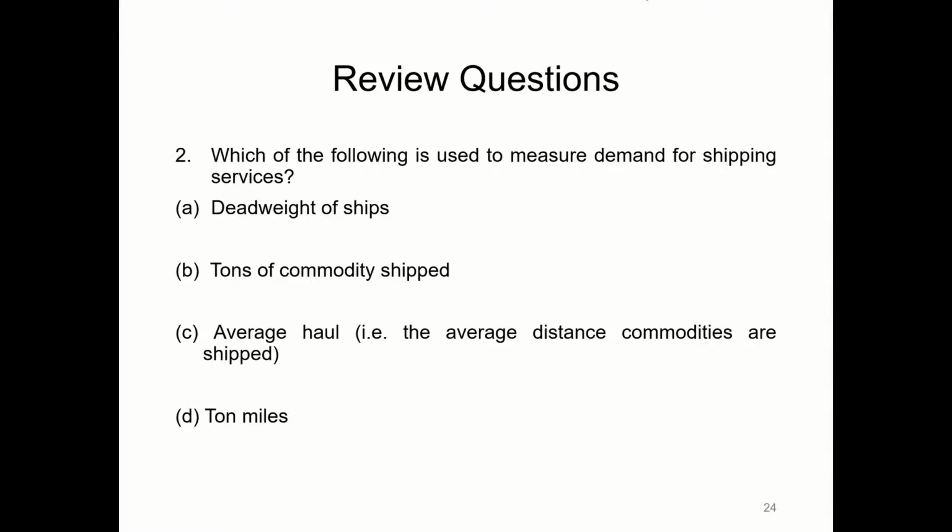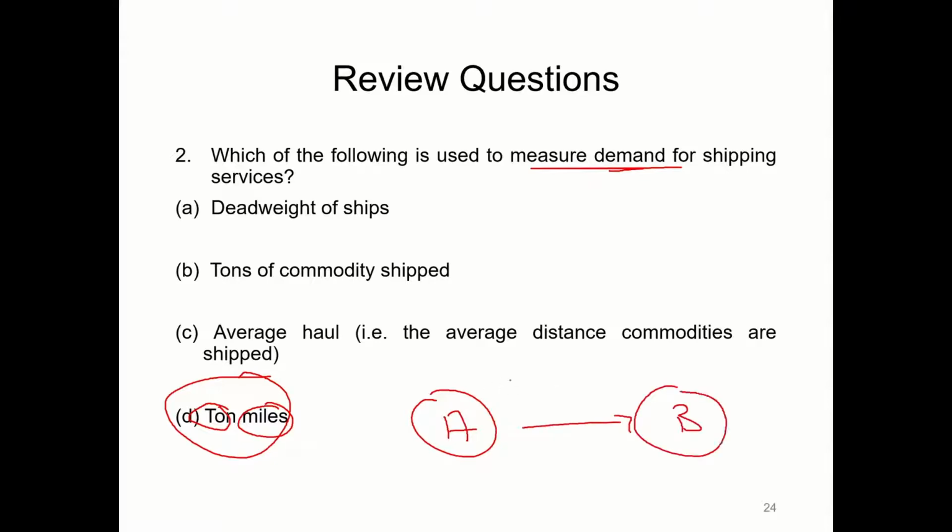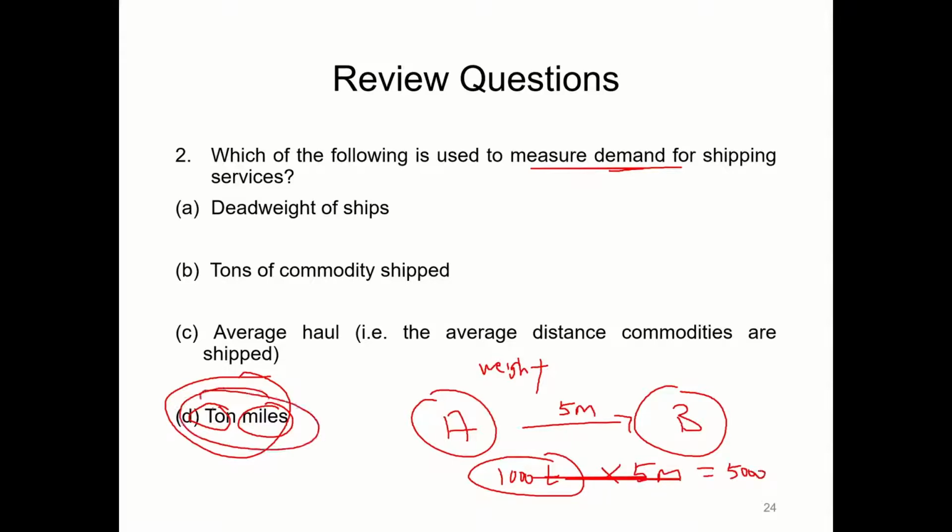So which of the following is used to measure demand for shipping services? And this was covered earlier. The answer would be ton miles. Right? We measure demand based on ton, representing weight, over distance. Okay. So when shipping goods from A to B, for example, we are not only concerned with the weight. Let's say we want to send 1,000 tons of iron ore to B. So it's not just the weight that matters. We also want to take a look at the distance. In this case, for instance, it's 5 miles. So the total demand of maritime transport generated will be 1,000 tons multiplied by 5 miles, and that will give us 5,000 ton miles.